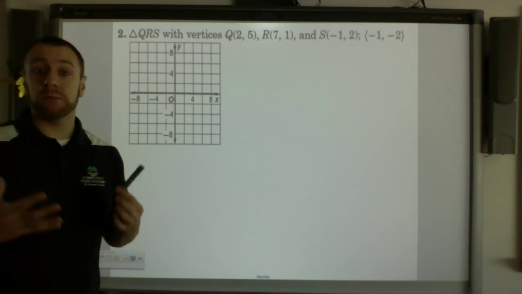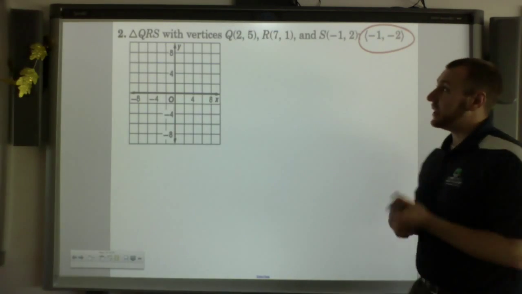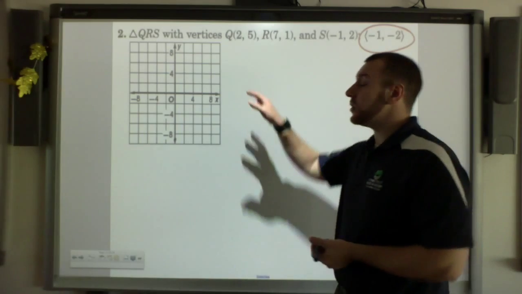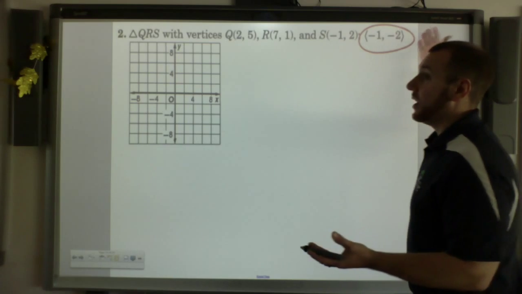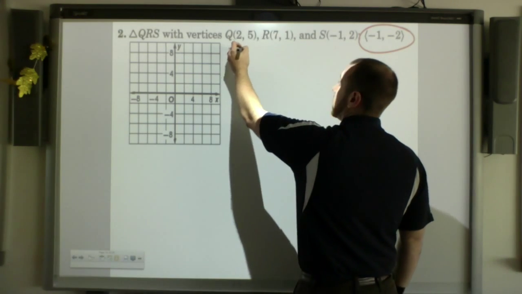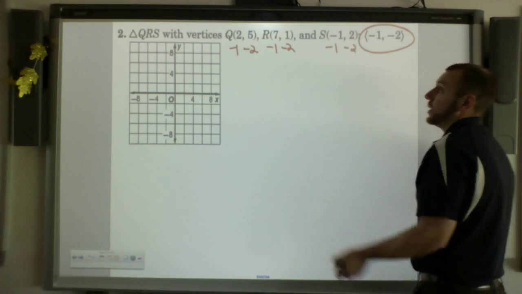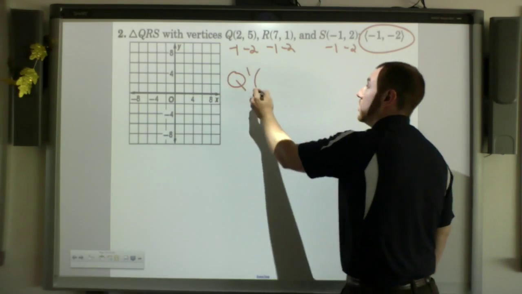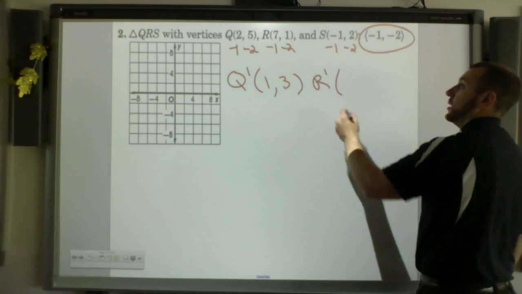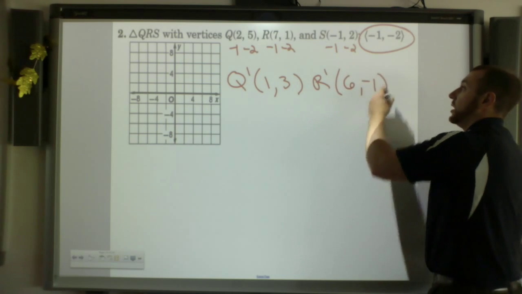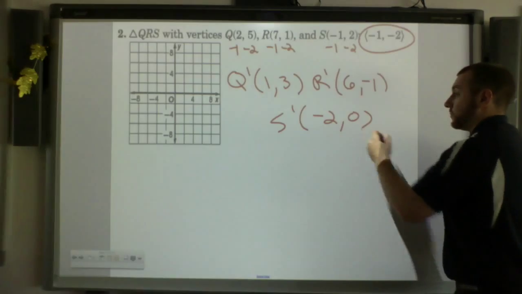I can also subtract. In this case, my vector is -1 and -2. So I'm going to take these points, and now instead of adding, because these are negative, I'm going to subtract -1, -2 from each. My new q is going to be 1, 3. My new r is going to be 6, -1. And my new s is going to be -2, 0.